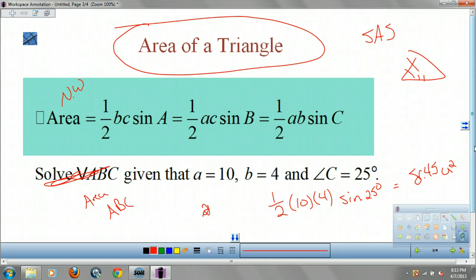That's where I'm actually going to end it. There's another triangle area formula, but to be honest, it doesn't come up that often. Okay? So that's it.